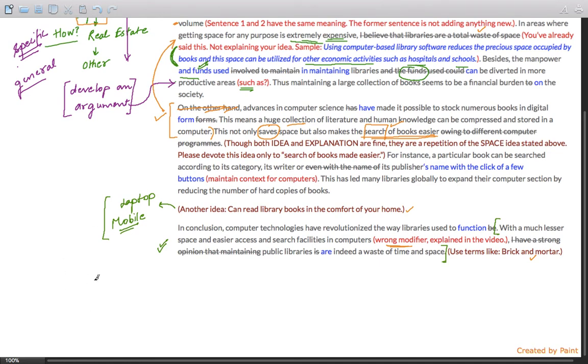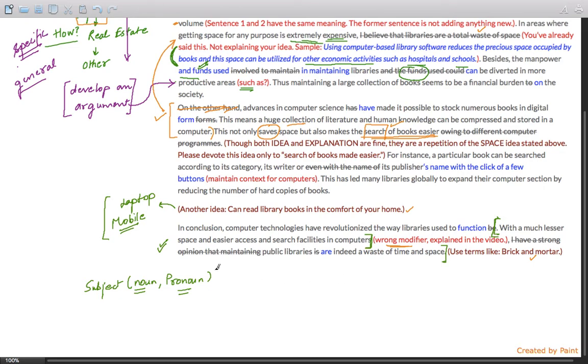What is a modifier? A modifier is a device that is used to highlight the quality or give additional information about a subject. It's usually a noun or a pronoun. So if you want to give information about a subject, that is given through a modifier, and that is not part of the main sentence. The main sentence over here is, I have a strong opinion that maintaining libraries is indeed a waste of time and space. But what is the additional information? Additional information is with much lesser space and easier access and search facilities in computers. This is an additional clause that is giving information.